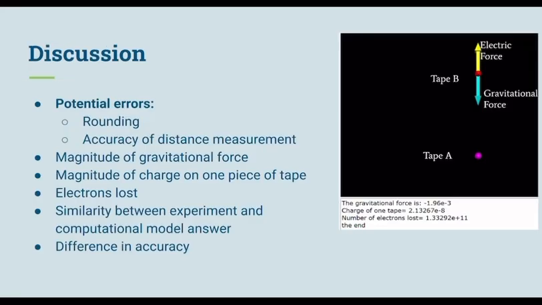Potential errors in the experiment include rounding and accuracy in the distance measured between tape B and tape A. From the computational model, the magnitude of the gravitational force was found to be negative 1.96 × 10^-3 newtons. As stated in the beginning, the magnitude of a tape's charge was found to be 2.132 × 10^-8 coulombs, and the number of electrons lost was 1.3 × 10^11. When calculated by hand, the magnitude of a tape's charge was roughly the same answer, but less accurate than the computational model.